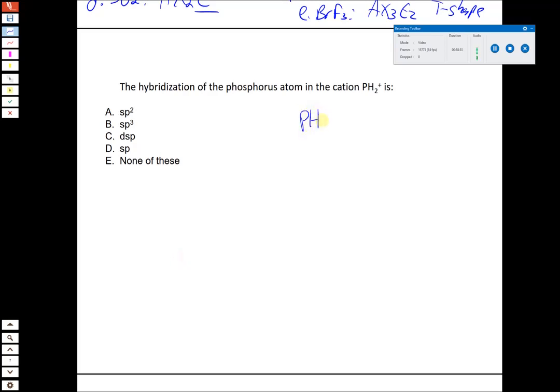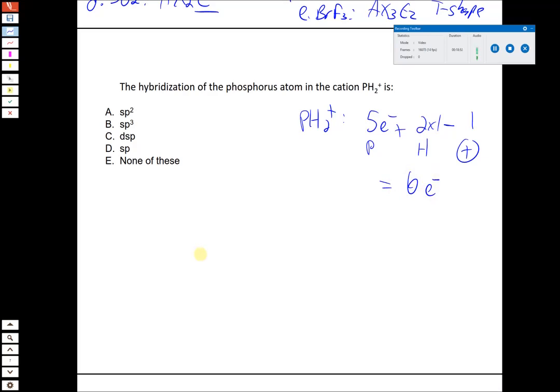So PH2+, we have 5 valence electrons from phosphorus, it's in group 5. We have 2 valence electrons from hydrogen, or 1 each times 2 hydrogens. Then we subtract 1 for the positive charge. So this is going to have 6 valence electrons around the central atom.